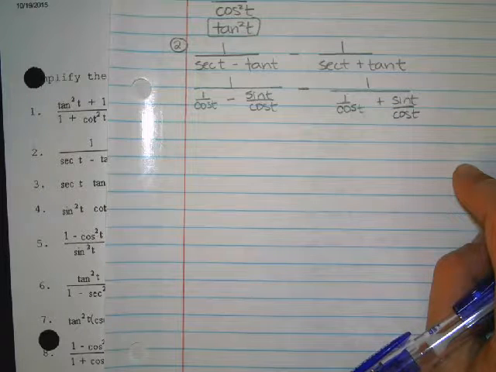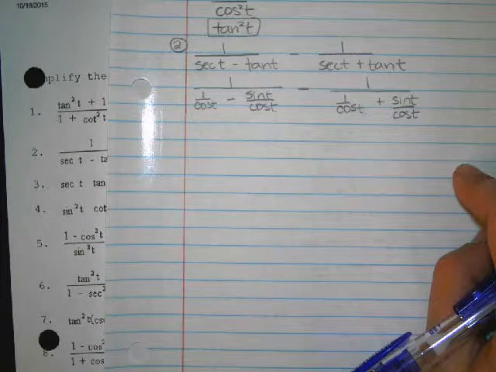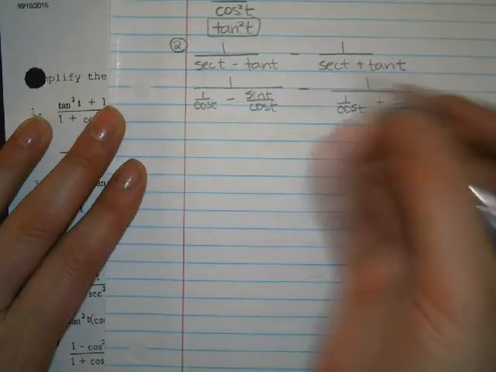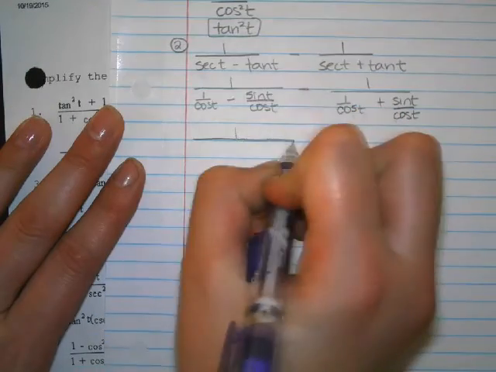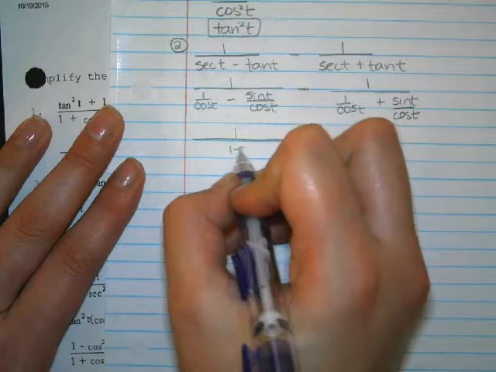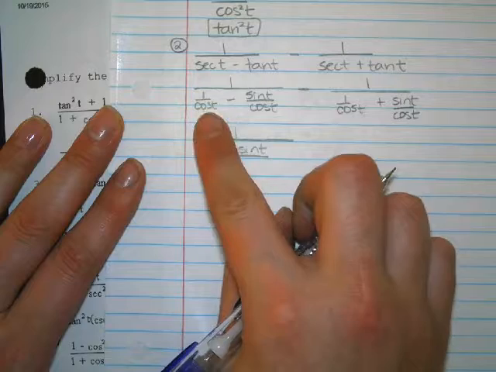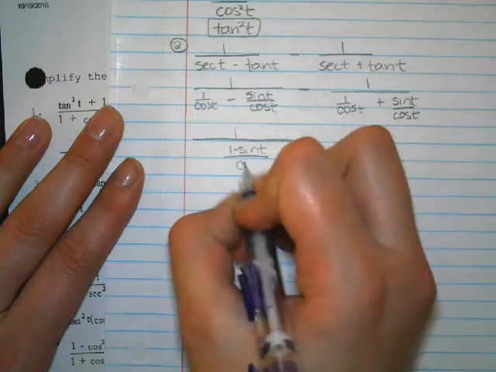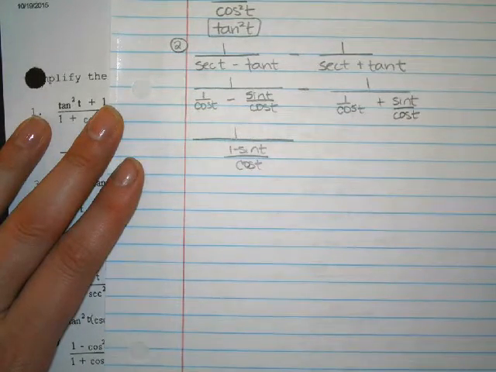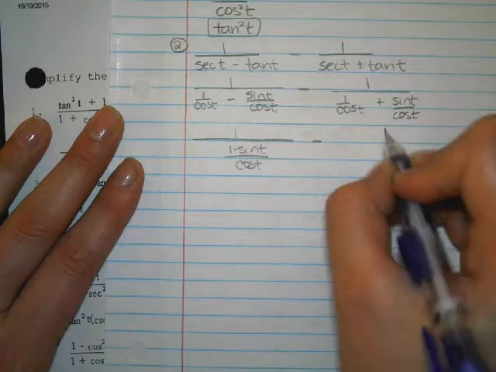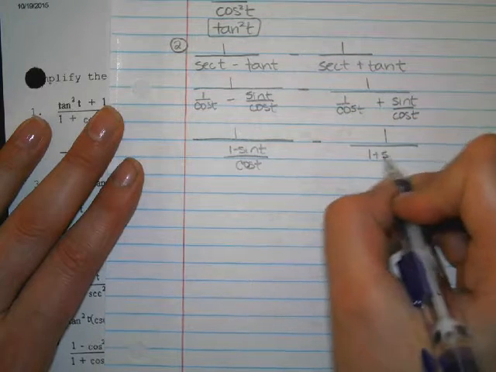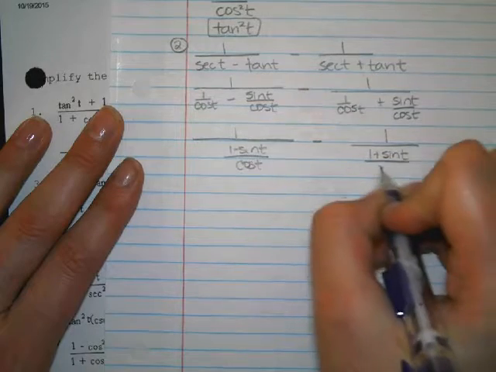What happens on the bottom of each of these? Cos. Yeah, we have that common denominator. You guys see it? Okay. So I'm going to rewrite this problem as 1 over, not cos squared because you don't multiply it. So we have 1 minus sine over the common denominator, like that. Minus 1 plus sine over the common denominator.